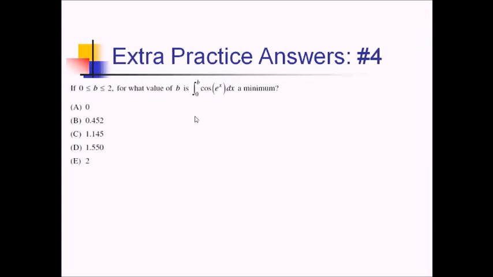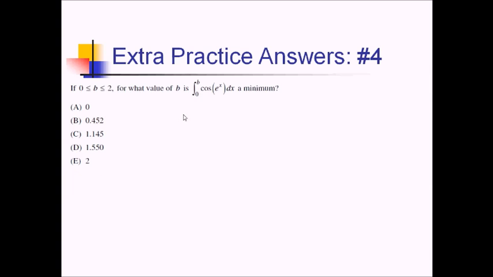For this problem, they're asking us to find for what value of b between 0 and 2 is this integral from 0 to b at a minimum. Now, since they gave you things to plug in, you could just plug all these into b on the calculator and see which one gives you the smallest number. But if you wanted to do it a little bit more methodically, we could use the candidates test.